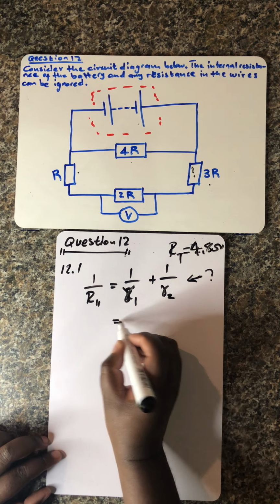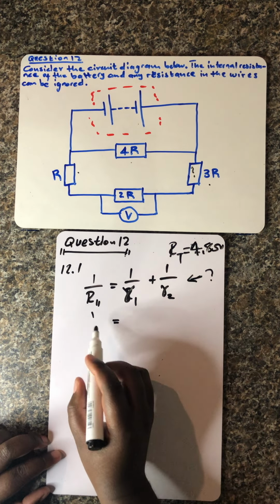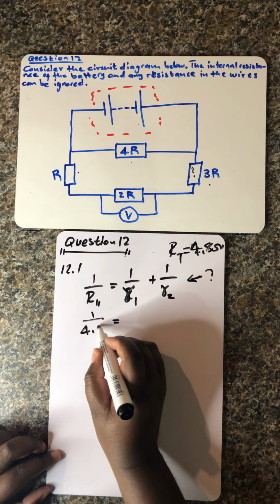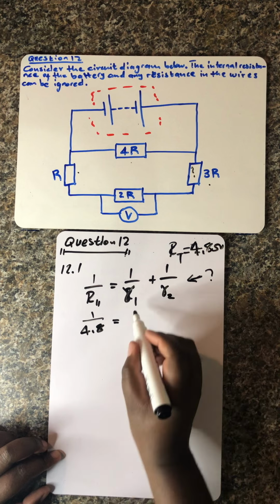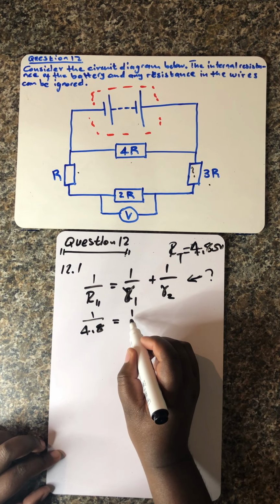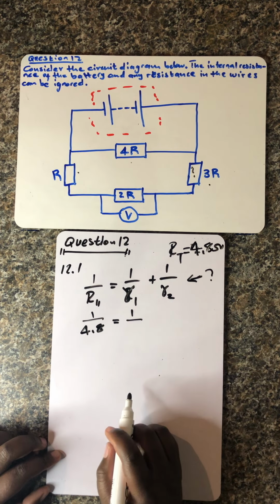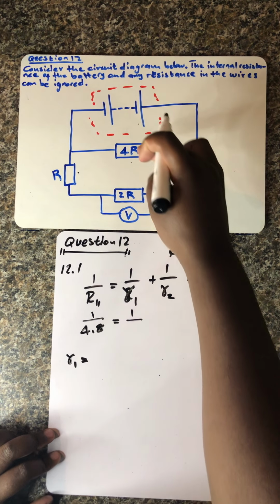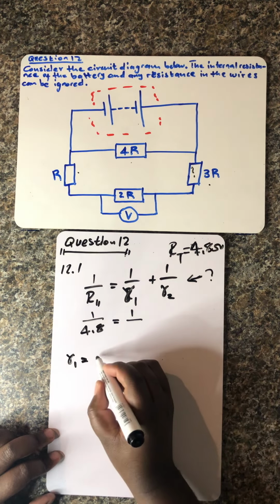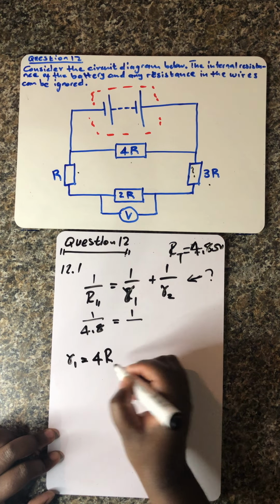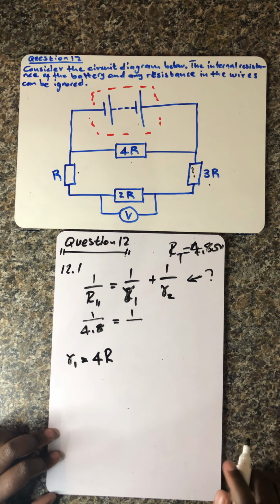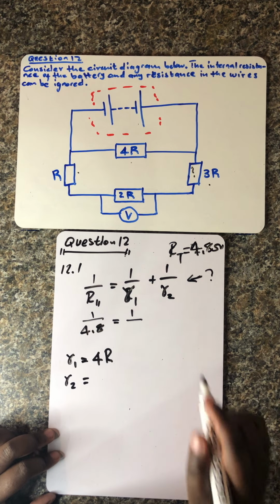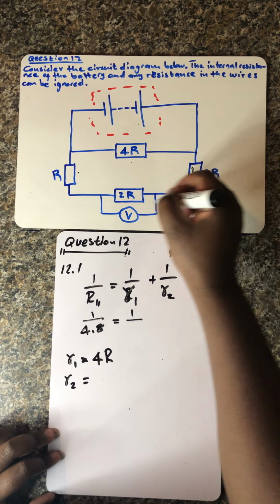So guys, let's now continue with the substitution. Ladies and gentlemen, we've got 1 over, what is R parallel? R parallel is 4.8 ohms. And then this is 1 over R1. Very, very much important, guys. R1 in this case will be that 4R. R2 in this case, it's going to be all of this.